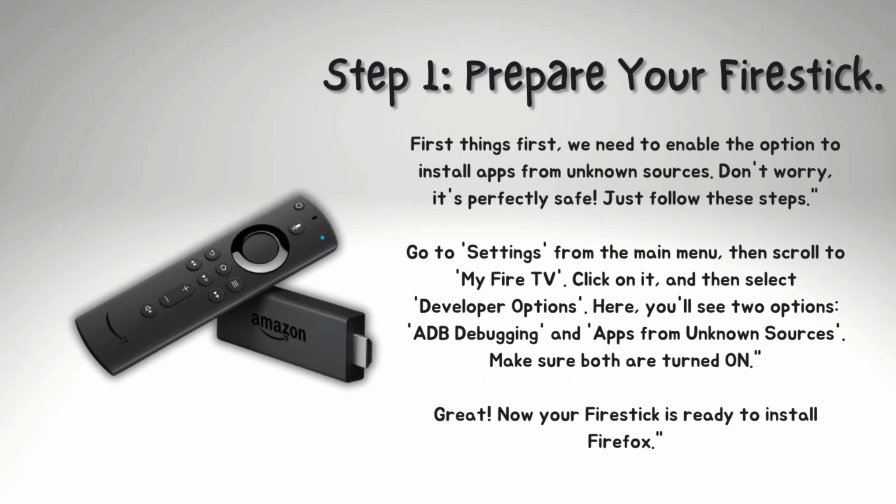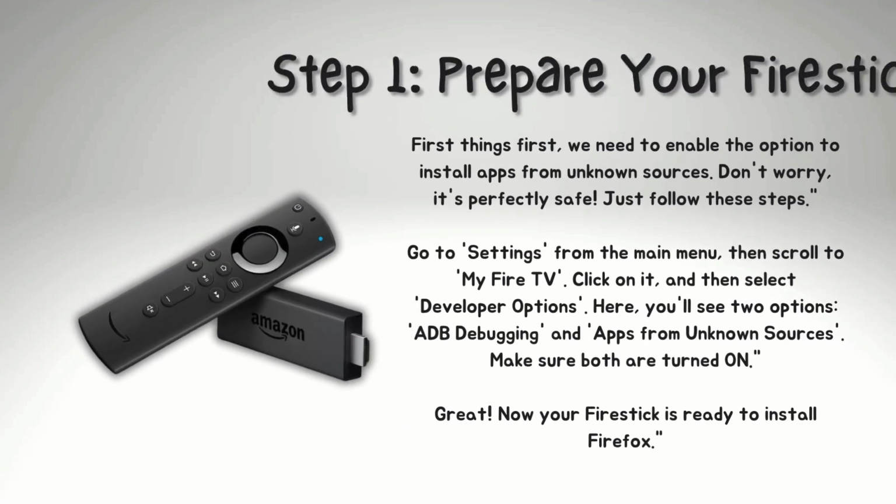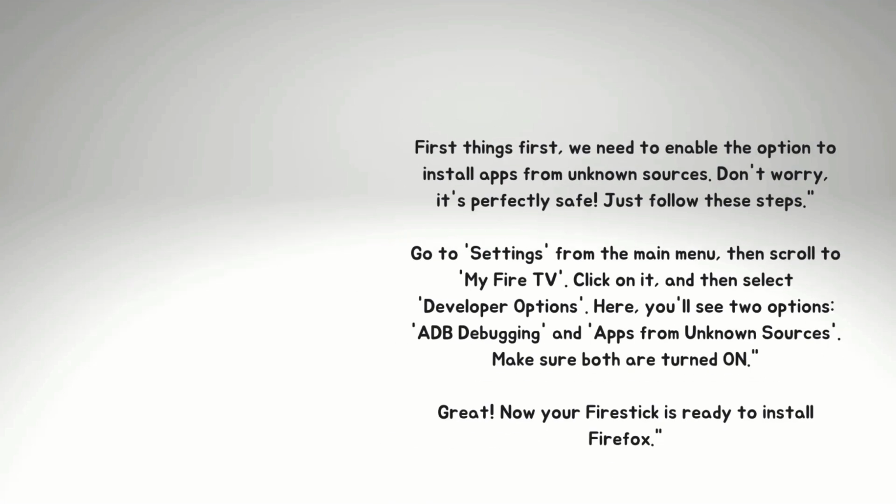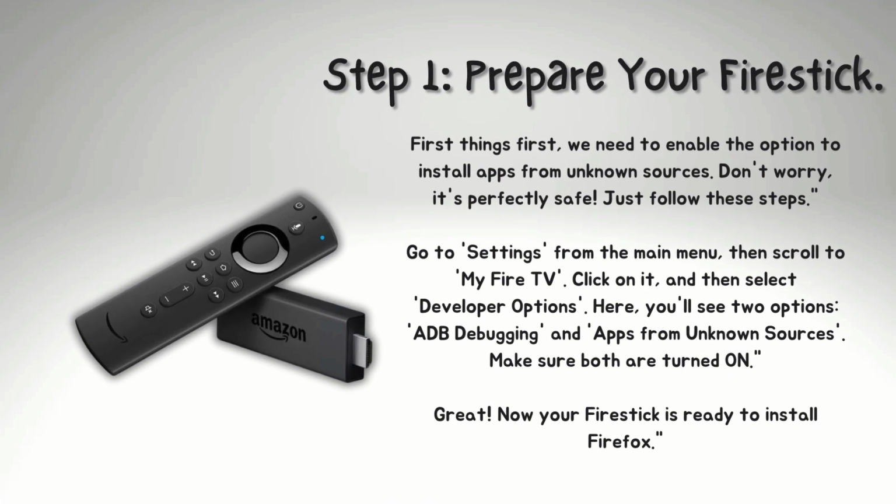Step 1. Prepare your Firestick. First things first, we need to enable the option to install apps from unknown sources. Don't worry, it's perfectly safe. Just follow these steps. Go to Settings from the main menu, then scroll to My Fire TV. Click on it, and then select Developer Options. Here, you'll see two options, ADB debugging and apps from unknown sources. Make sure both are turned on. Great. Now your Firestick is ready to install Firefox.